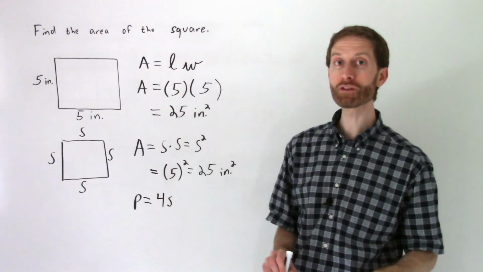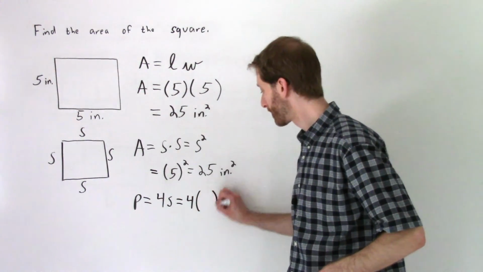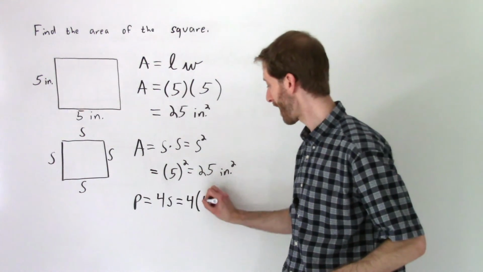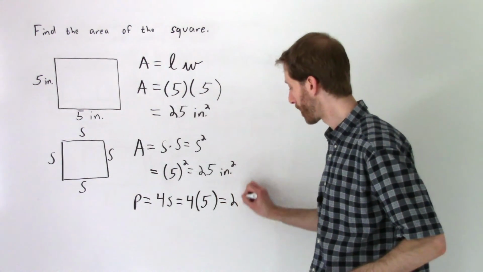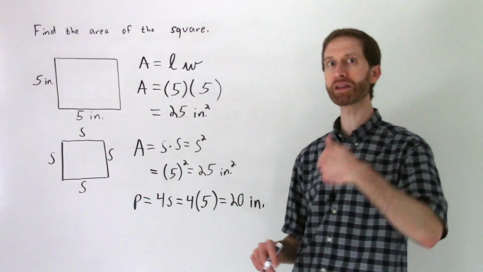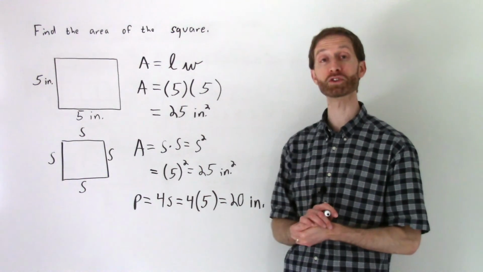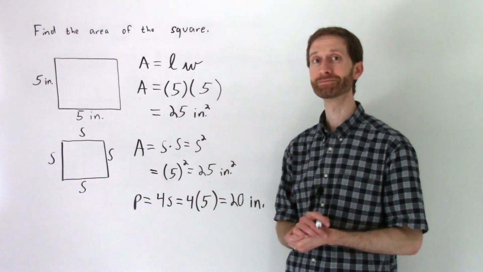So if we were looking for the perimeter, in this case, that would be equal to 4 times the side length, which is 5, and that would be 20 inches. Now I know this problem did not call for the perimeter, but I thought as I'm making this video, let me show you another way of doing perimeter of this very special shape of a square. Awesome stuff.